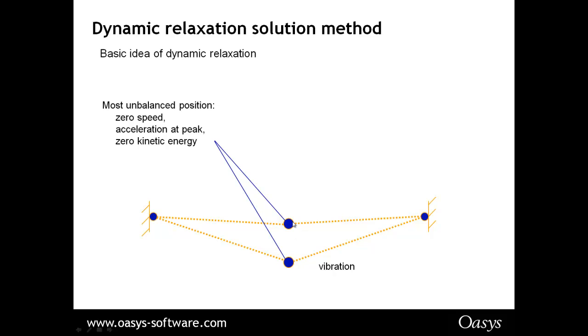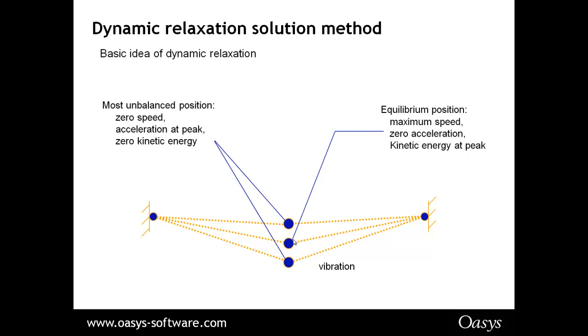When it's at these extreme values, the speed is 0, the energy is 0, but the acceleration is maximum. Whereas when we have the equilibrium position, the point at rest, its speed is maximum. It's travelling from here to here, or vice versa, but it's under 0 acceleration. The forces are all balanced out, but it's got maximum kinetic energy.